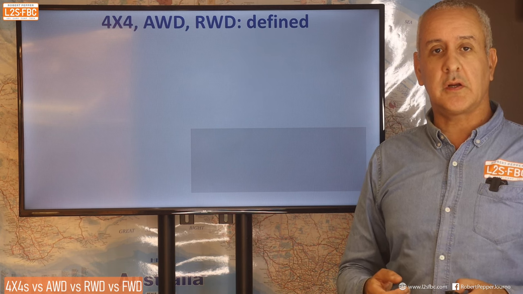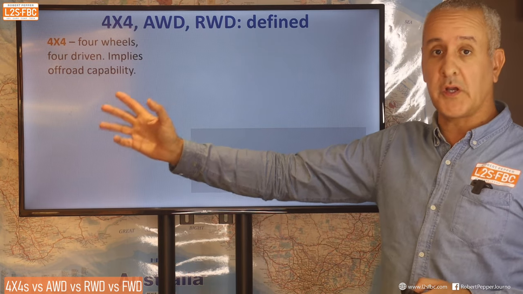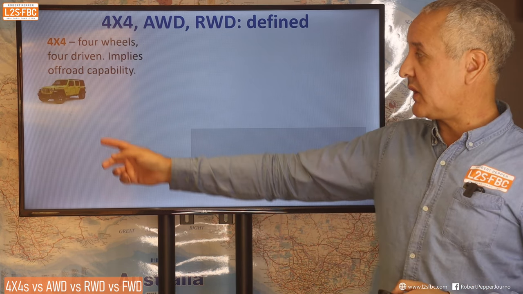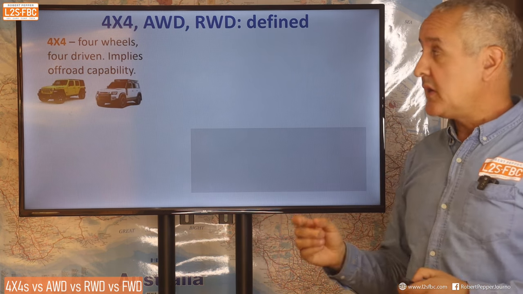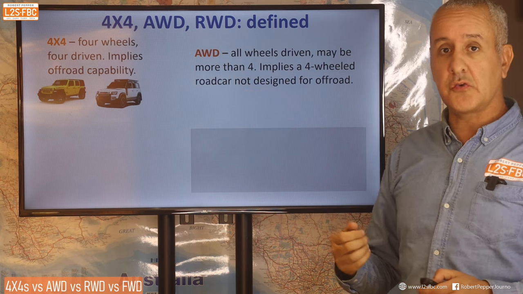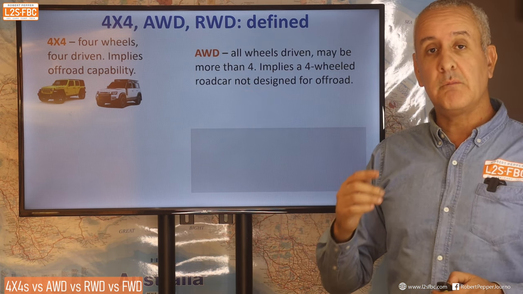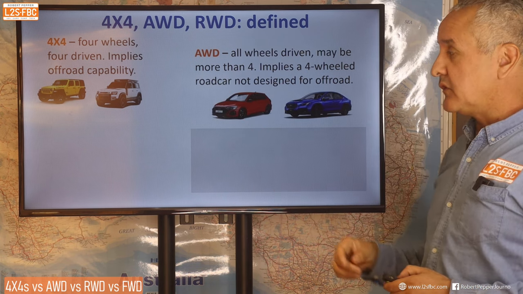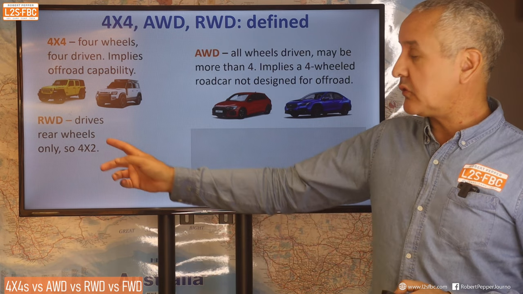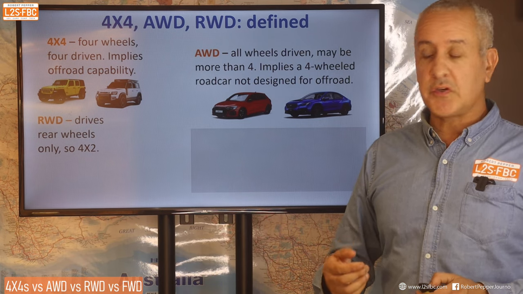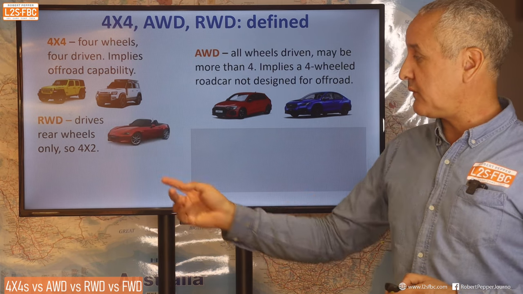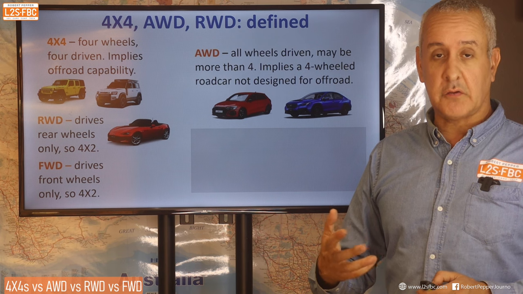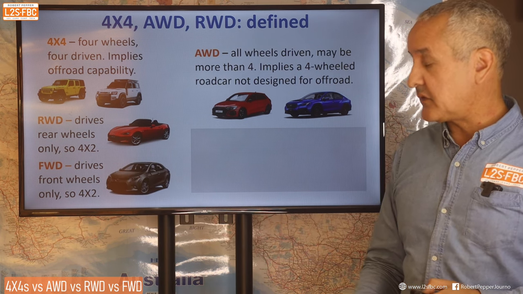There's a few terms I want to clear up. The first one is 4x4, which means four wheels and four driven, but it's got a connotation of off-road capability. For example, the Jeep Wrangler, the Land Rover Defender. That's in contrast to AWD, or all-wheel drive, which means that all wheels are driven, but the connotation there is on-road capability. For example, the Audi RS3, Subaru WRX. Then we've got rear wheel drive, so driving the rear wheels only, that's a 4x2, four wheels, two driven, example MX-5 Miata. FWD, front wheel drive, 4x2 again, four wheels, two driven, and that's the Toyota Corolla.